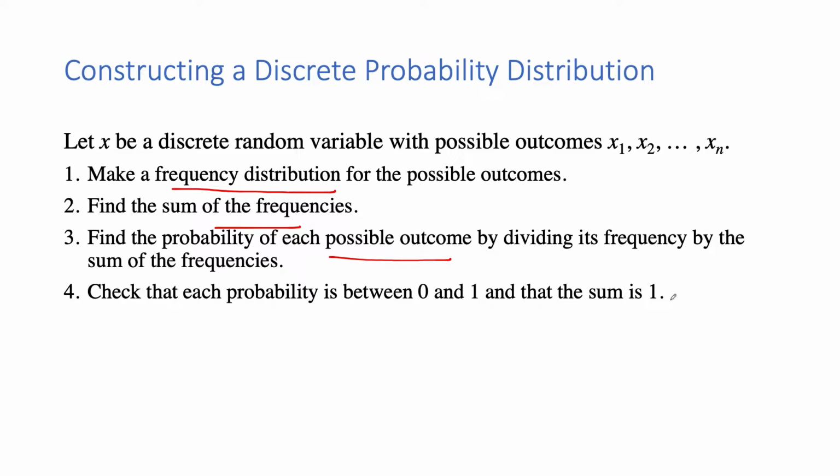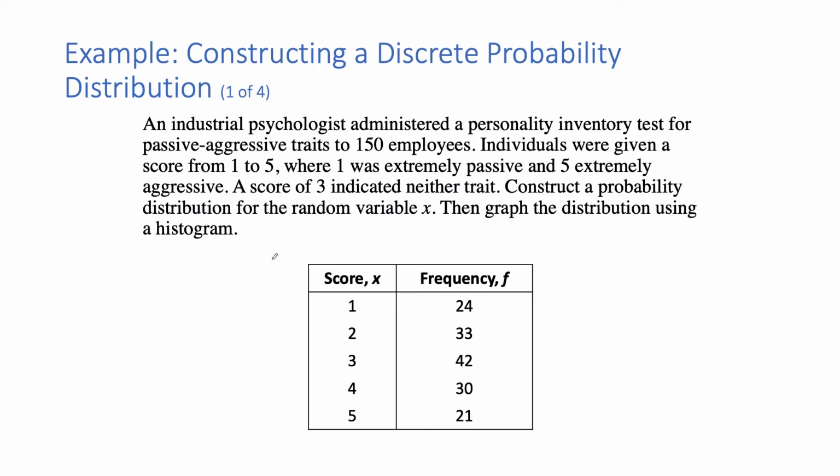So again, to fix ideas, I think it's useful to look at an example first, and then I think everything else falls into place from there. Okay. So here's a situation we are faced with. An industrial psychologist is administering a personality test, right? They're trying to figure out passive aggressive traits for 150 employees, right? Individuals were given a score from 1 to 5, where 1 was extremely passive, 5 was extremely aggressive, and a score of 3 indicates neither trait, right? They're neither passive nor aggressive, they're in the middle.